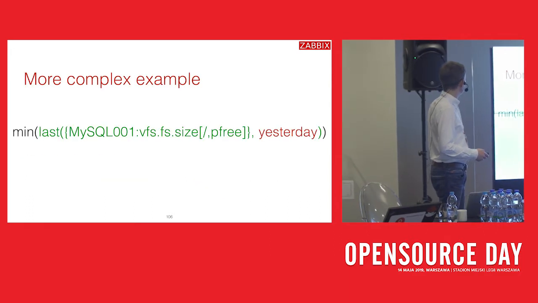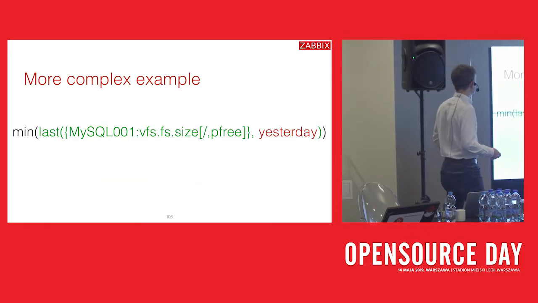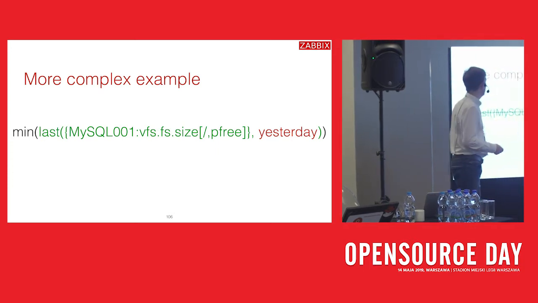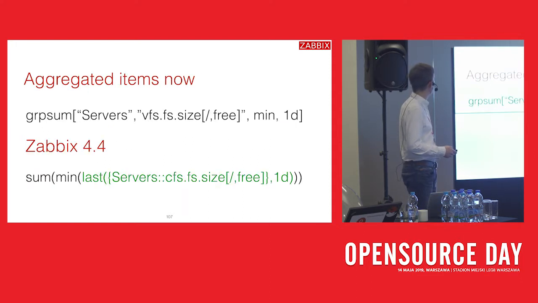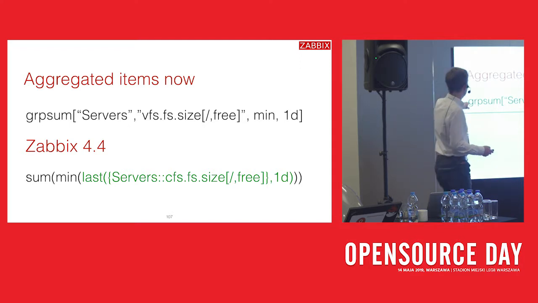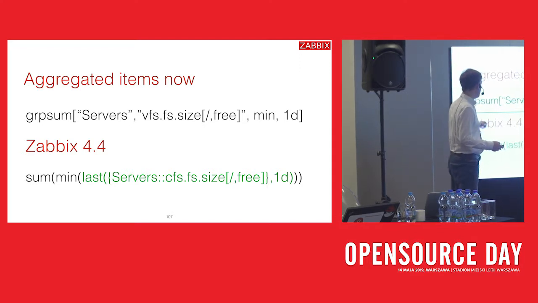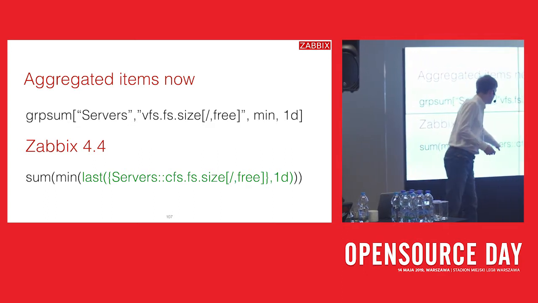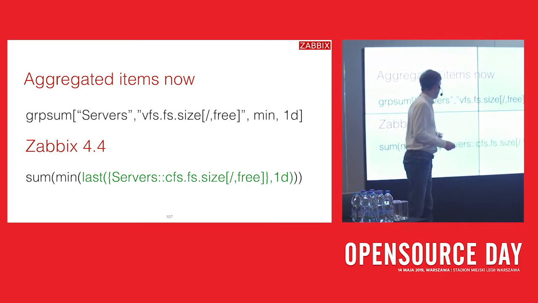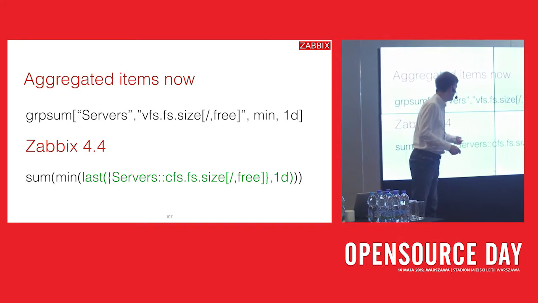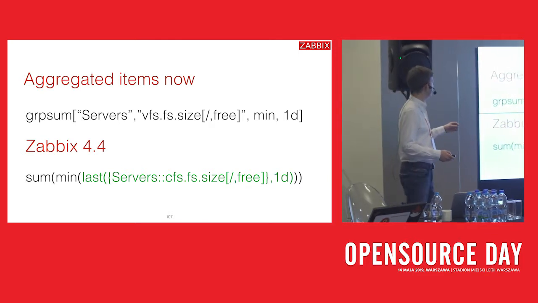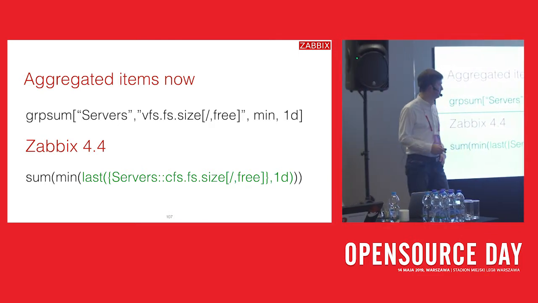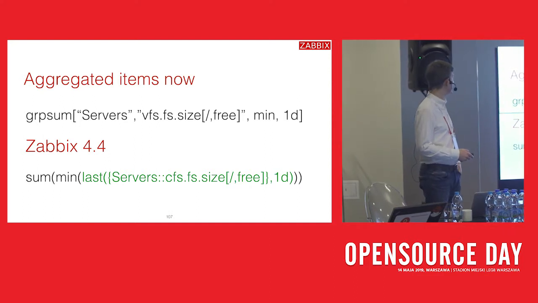Aggregated items. Okay, so a more complex example. Yeah. So for example, the minimum for yesterday. Okay, so we take... it should be simplified for the minimum value for yesterday. And aggregated items now, this is a group sum for servers, and in Zabbix 4.4, maybe we will use this strange syntax, but I think we will convert it into a function like getting items based on a host group. Yeah, this is just a proposal.